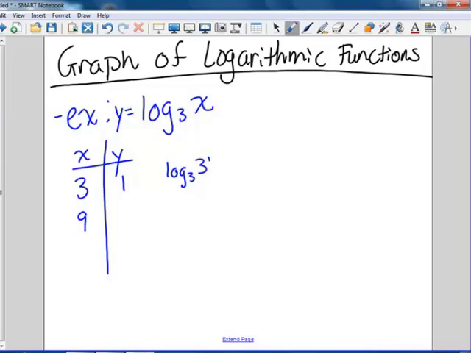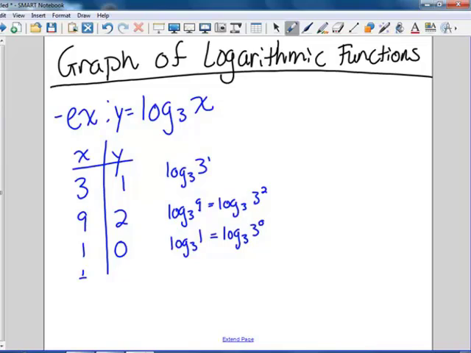How about 9? Log base 3 of 9 is the same as log base 3 of 3 squared, so that'd be 2. How about 1? Log base 3 of 1. How could we rewrite that? That would be log base 3 of 3 to what power gets me 1? 3 to the 0 power gets me 1. So that would be 0. So log base 3 of 1 would be 0.